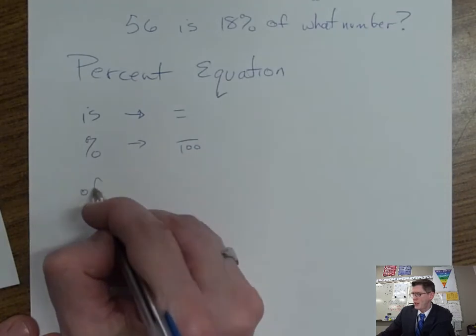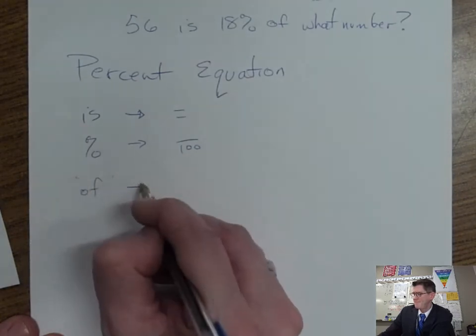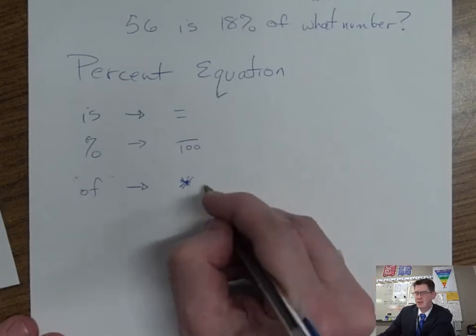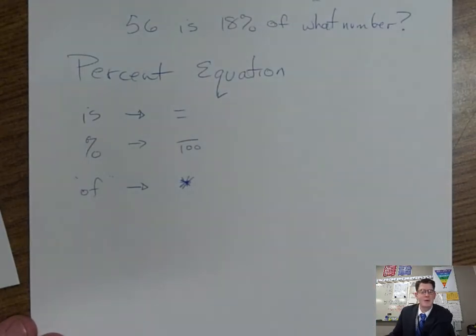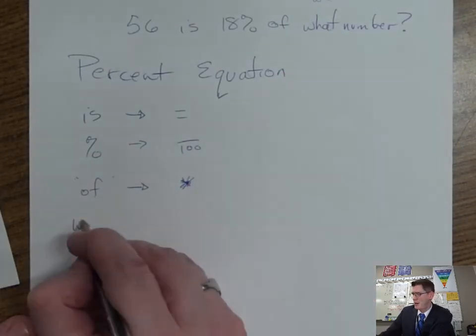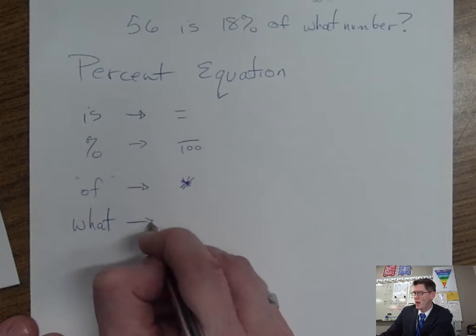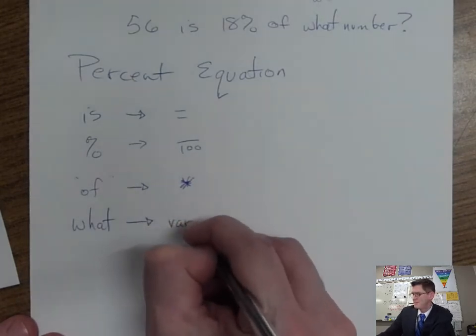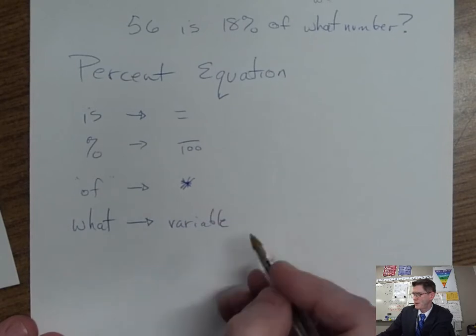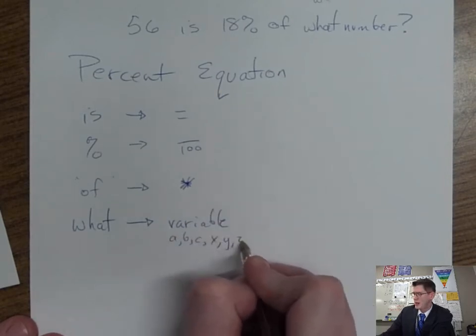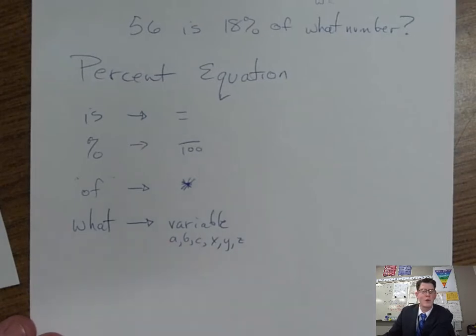The word of means something in math. It means multiply. Should I do an asterisk or should I do a dot? Whatever helps you remember that it means multiply. And then we talked about a variable and how we define a variable. If you see the word what or you're not sure what the number is, what means the variable. And whatever variable, like A or B or C or X or Y or Z, just whatever letter you want to put in place there.